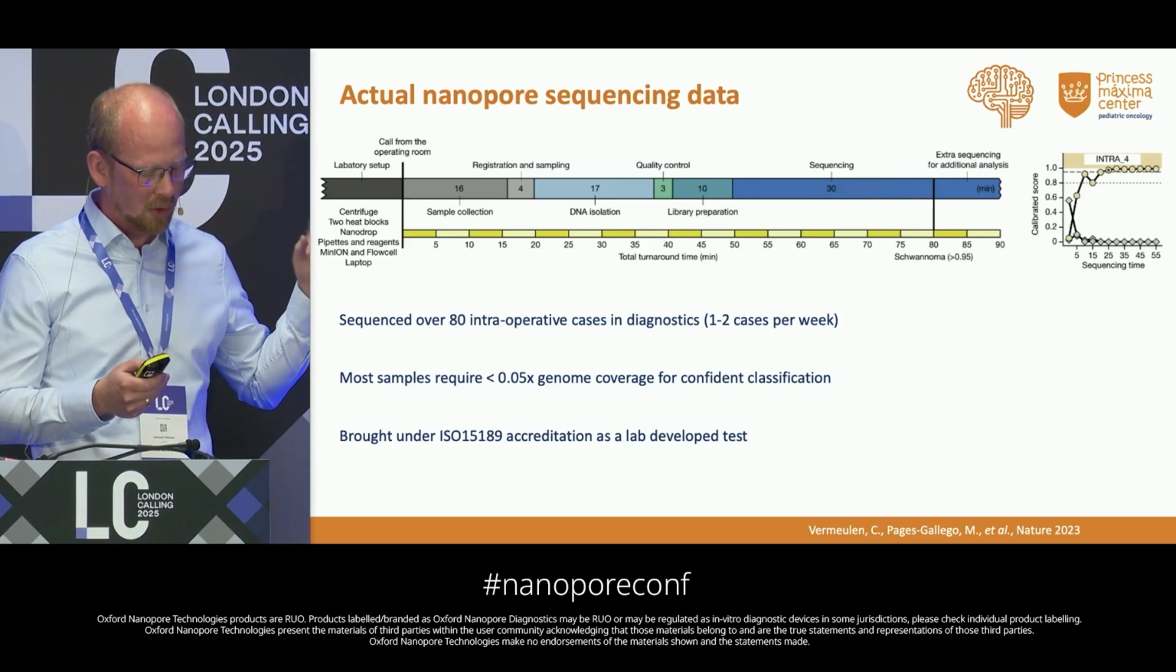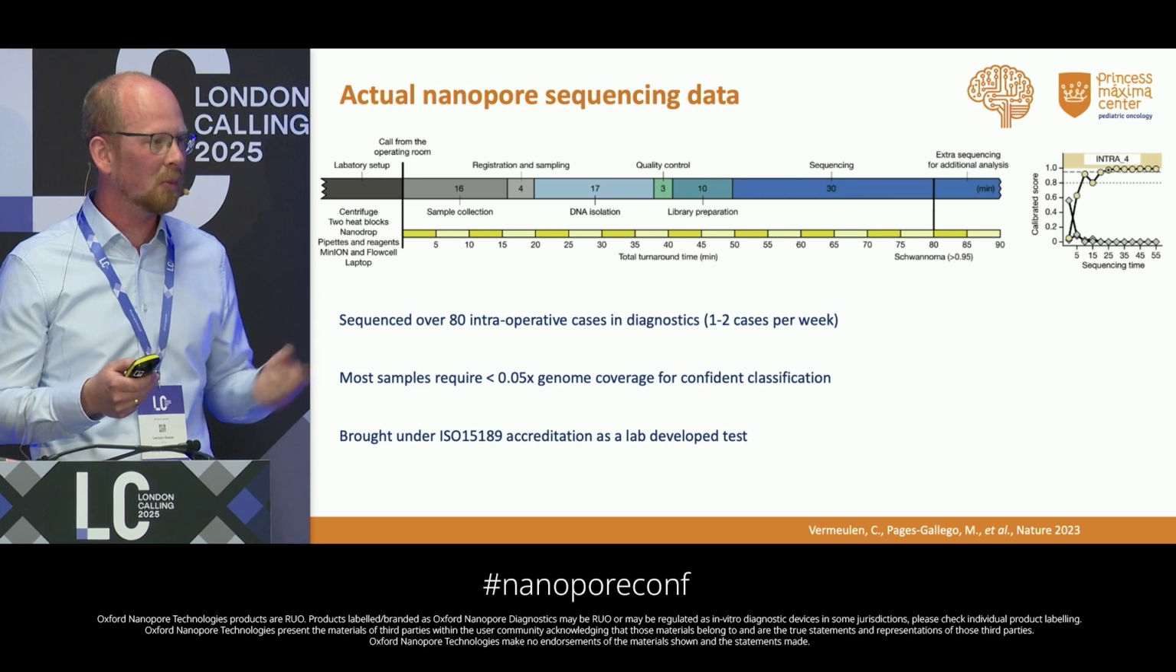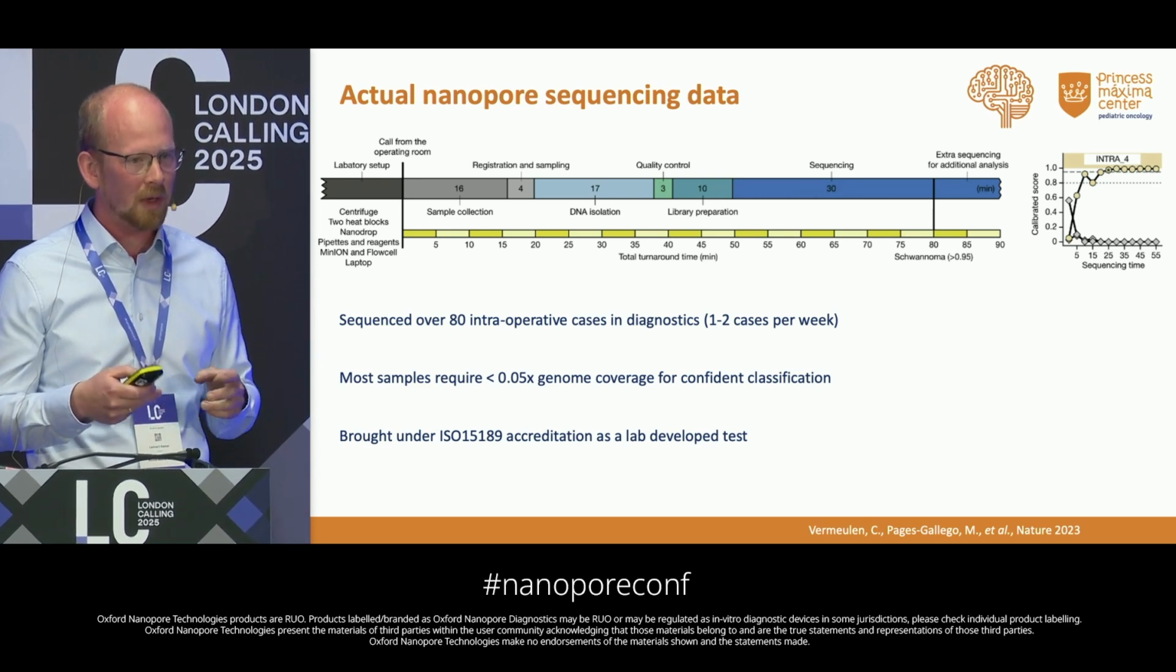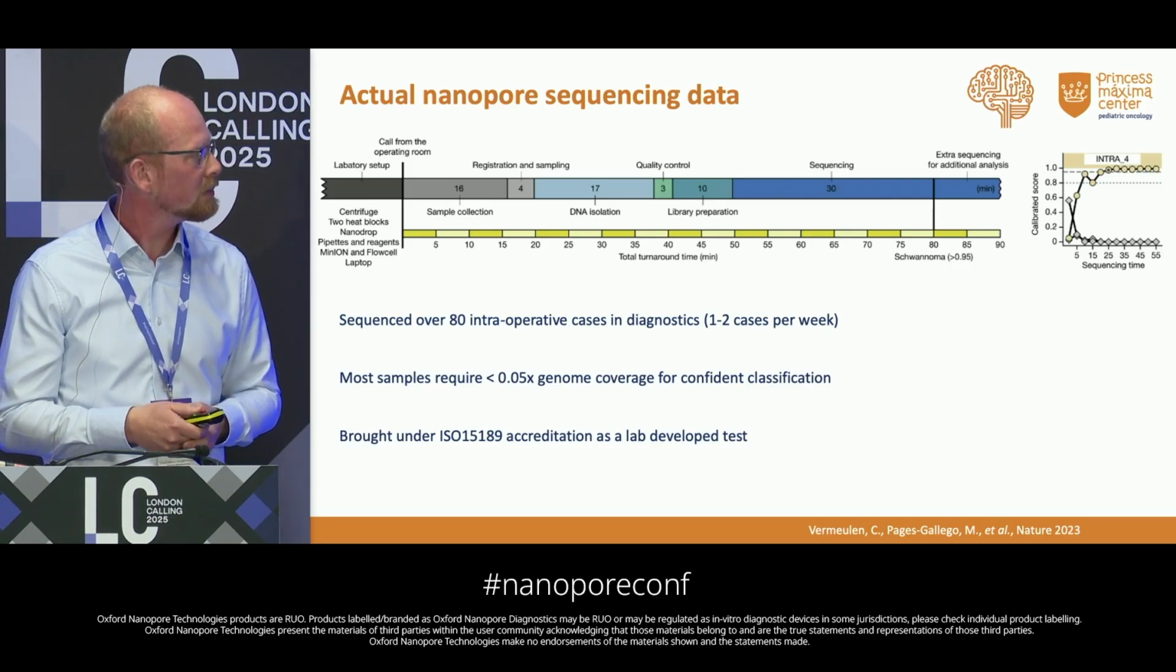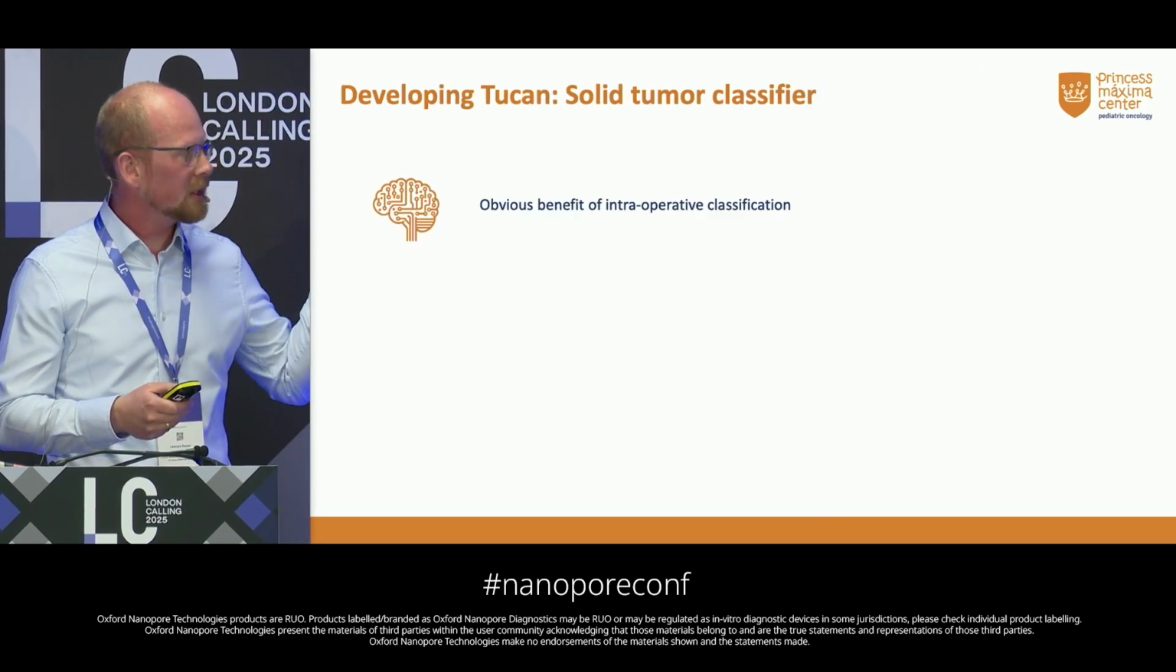What's important to notice is that for almost all of the samples, you only require about 0.05x genome coverage. So it's extremely shallow nanopore sequencing data. All right, so that's about the brain tumors.